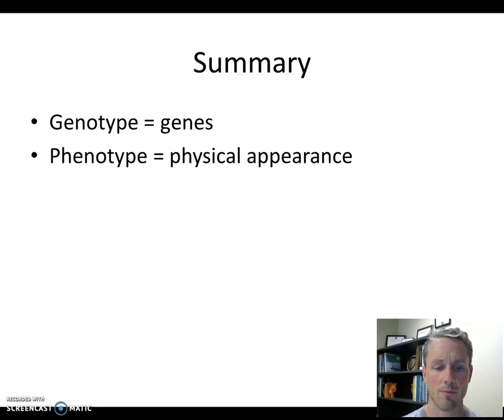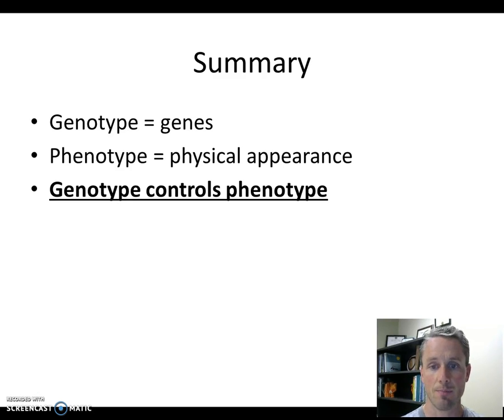And if you're going to remember one thing, the most important thing is that the genotype controls the phenotype. So organisms look the way they look because of the genes they have. And if we can understand how the genotype is related to the phenotype, we can answer any question we need to about genetics. So we'll stop there.